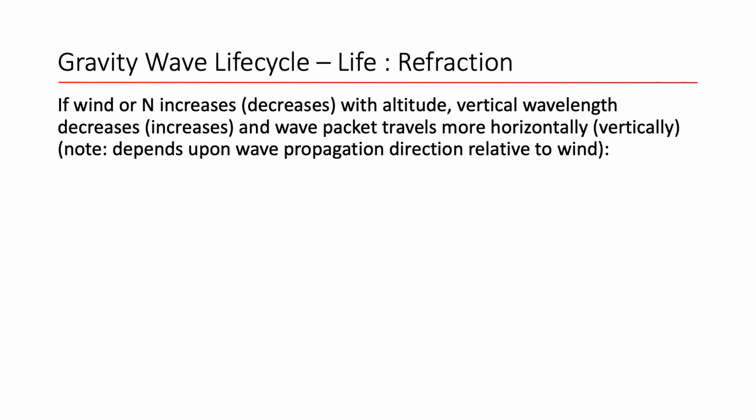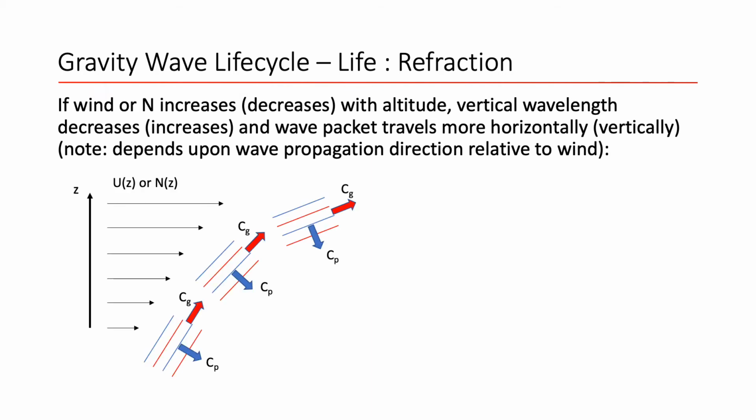So how does this work? Well, if the wind or N increases with altitude, then the vertical wavelength will decrease with altitude, and this will make the wave propagate more horizontally. Vice versa, if the wind or N decreases with altitude, then the vertical wavelength will increase and the wave will travel more vertically. So here is just a schematic showing what would happen.